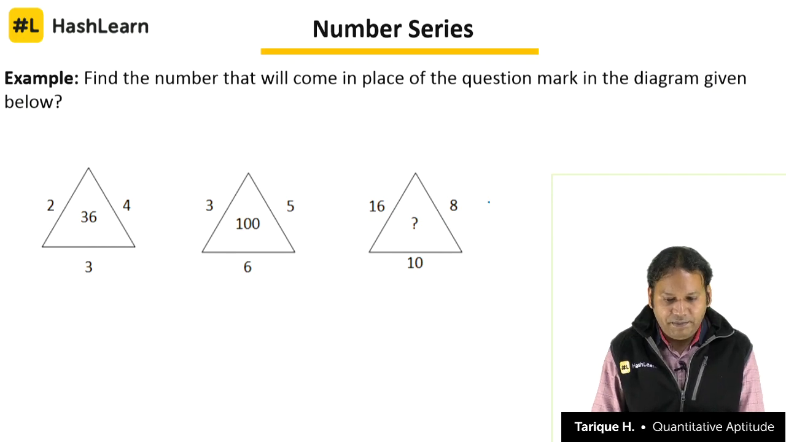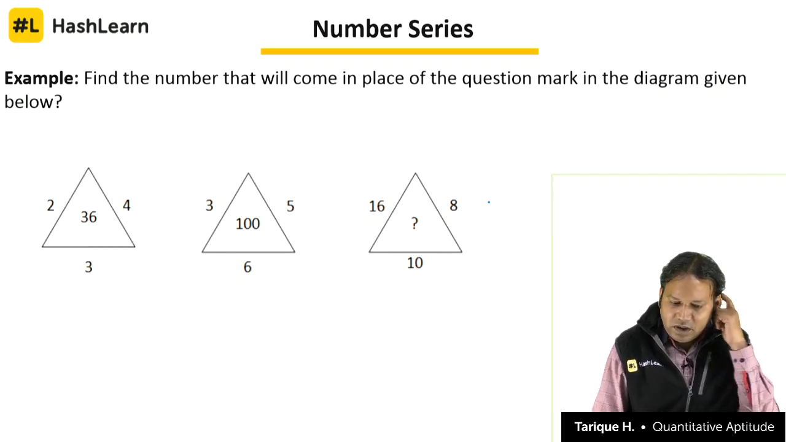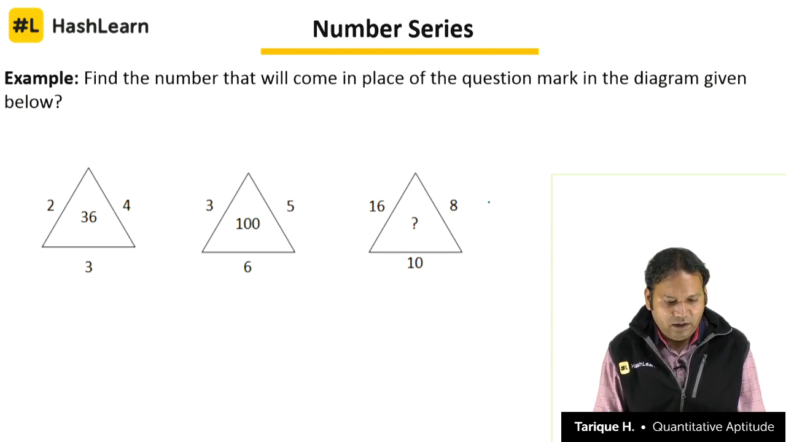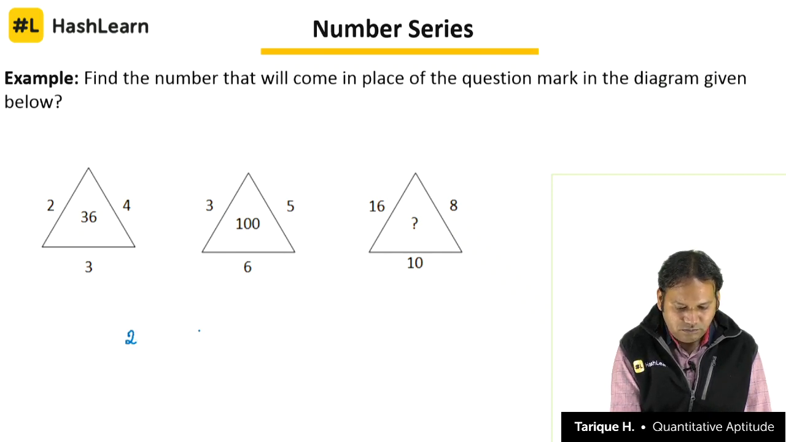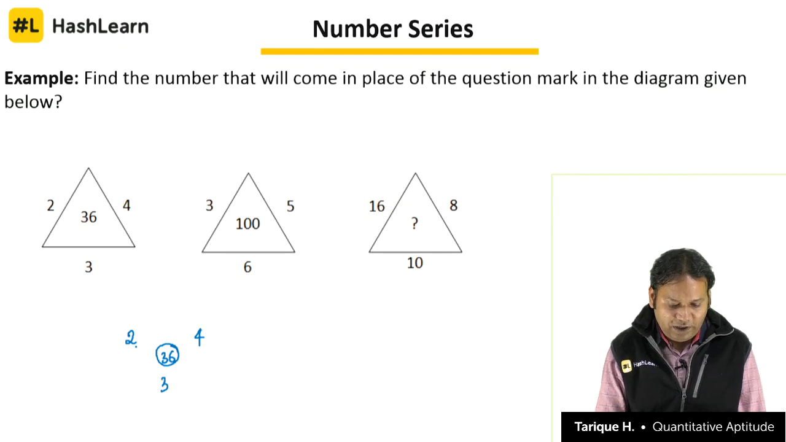Find the number that will come in the place of question mark in the diagram given below. So here we have a very different looking question. 3, 4 and 12, 3, 5 and 6, and the number inside is 36, correct? What number is it? So we have to see how can 2, 4, 3 and 36 be related. How can I use 2, 4 and 3 to obtain 36?